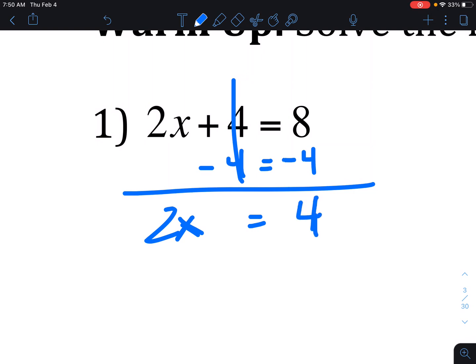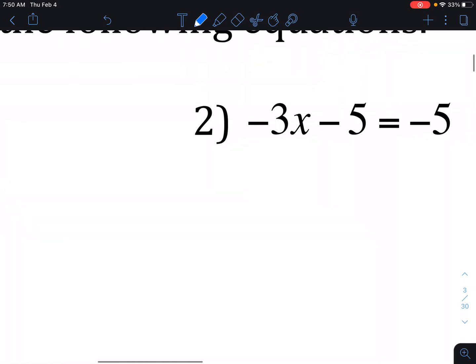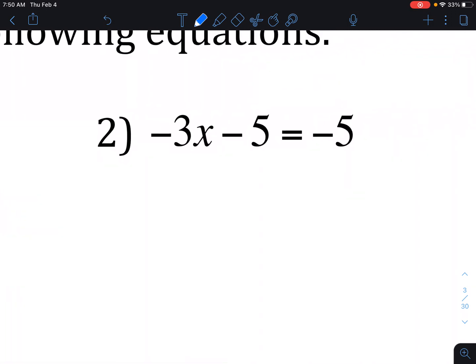And then 2 times what is 4? Well, that's obviously 2. If you're going the formal way of doing it, you would technically say, I need to divide both sides by 2. Number 2, what would I get rid of first? This minus 5, so add 5.